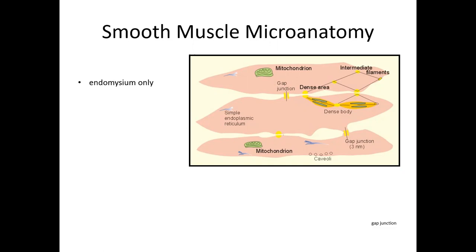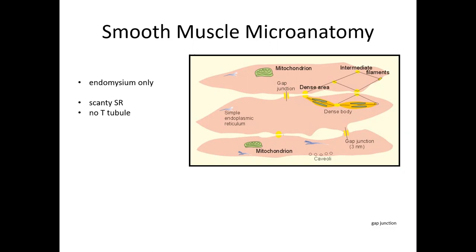Just like cardiac muscle, smooth muscle only has endomysium. There's no perimysium, no epimysium. But totally different from both of those, there's very little sarcoplasmic reticulum. It's a very simplified amount of endoplasmic reticulum containing calcium, and there are no T tubules.